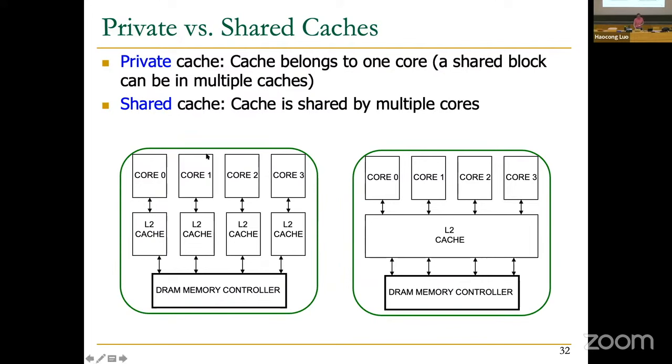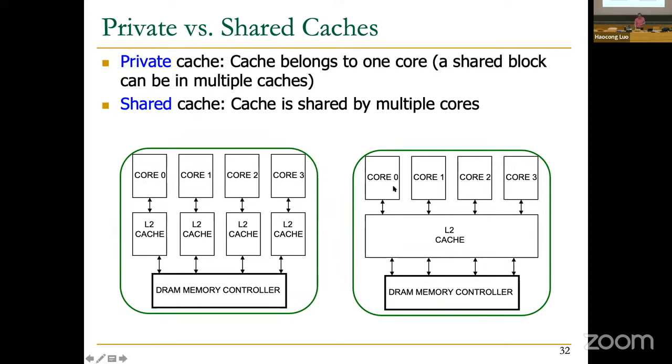You could generalize this. So with a private cache, a cache belongs to one core, which means that a shared block can be in multiple caches. Whereas a shared cache is shared by multiple cores. Basically, the L2 cache over here is shared by multiple cores, as you can see. And if there is a block that's shared across those different cores, it doesn't need to be replicated across different caches if the cache is shared. A block is in only one place. So you can see there's one immediate advantage of a shared cache. It reduces the replication across different private caches.